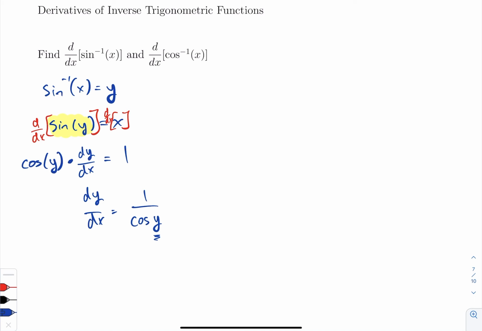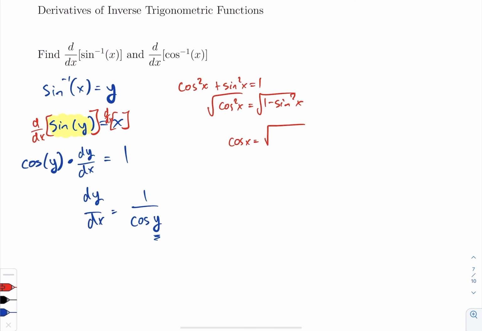Now, if we can remember our favorite trig identity, cosine squared x plus sine squared x is equal to 1, our Pythagorean identity. If I solve this for cosine, we can say cosine squared of x is equal to 1 minus sine squared of x, and then take the square root of both sides. I'm left with cosine of x is equal to the square root of 1 minus sine squared of x.